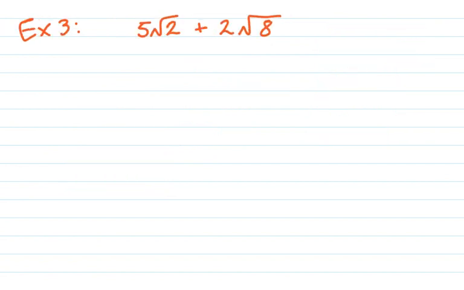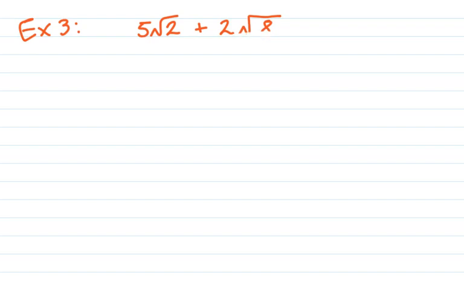I want to simplify, or add, 5 times the square root of 2 plus 2 times the square root of 8. This might seem impossible, but it is not. Let's look at the first term here. I have 5 times the square root of 2. The square root of 2 is an irrational number. It never repeats and goes on forever. The square root of 2 is already in its simplest form, so we don't do anything there.